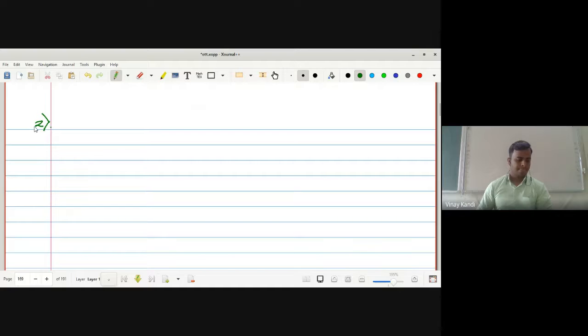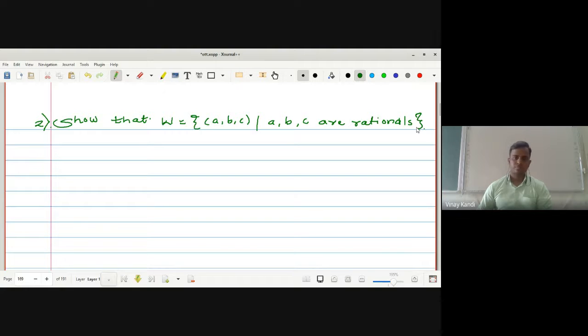Second one. Show that W is equal to {(a, b, c) such that a, b, and c are rationals}. Okay, rational number. What is a rational number? The number which is in the form of p by q, where q is not equal to 0 and p, q are integers.